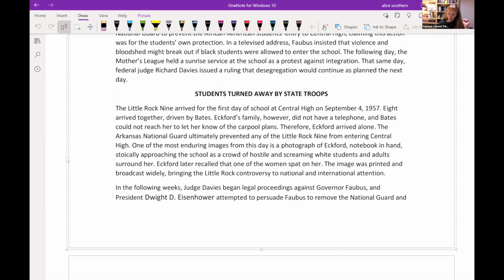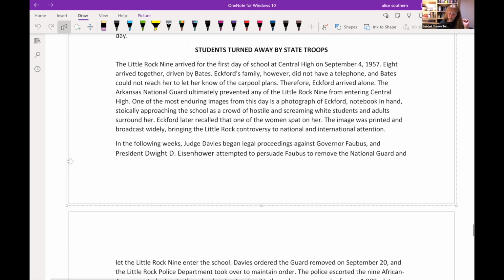And this is the photograph that I'm talking about on the front of the book. So her notebook in hand, approaching the school as a crowd of hostile and screaming white students and adults surround her. So one of the women spat on her. This was printed and broadcast widely. So similar to the Emmett Till pictures, it's making everybody aware of what's going on. And again, this gets international attention because of that.